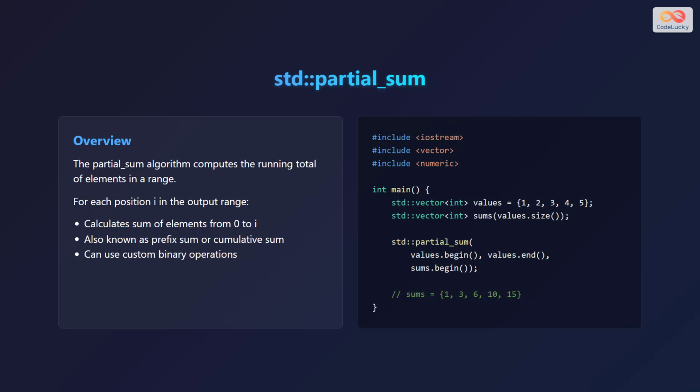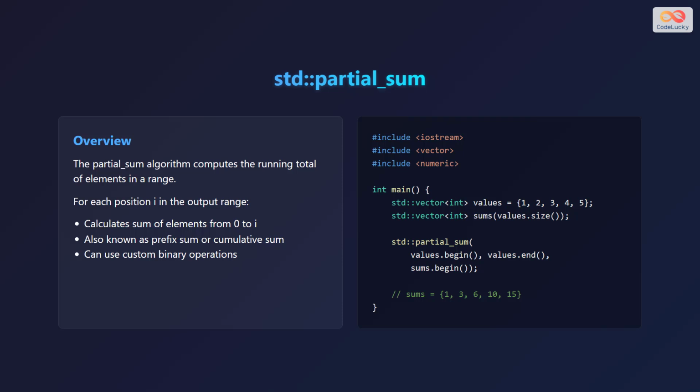Now let's explore std::partial_sum. The partial_sum algorithm computes the running total of elements in a range. For each position i in the output range, it calculates the sum of elements from 0 to i. This is also known as the prefix sum or cumulative sum. It can also be used with custom binary operations.